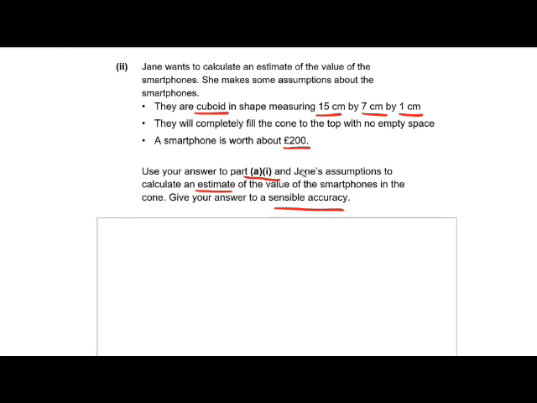So there are several things we need to remember. That we've already worked out the volume of the cone, which is 1.1775 meters cubed. Now we're working in meters cubed, so these values here need to be changed into meters so that when we work out the volume of the phone, it's in meters, so we can divide the big volume by the little volume.